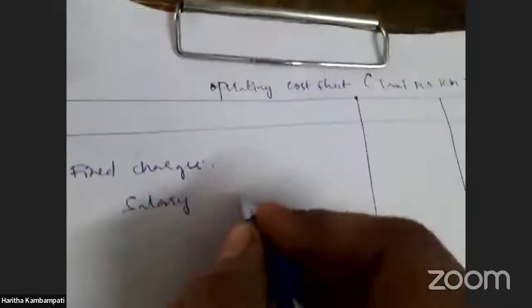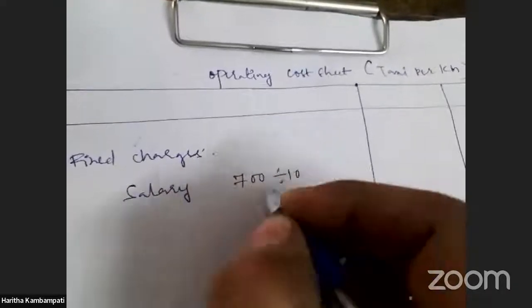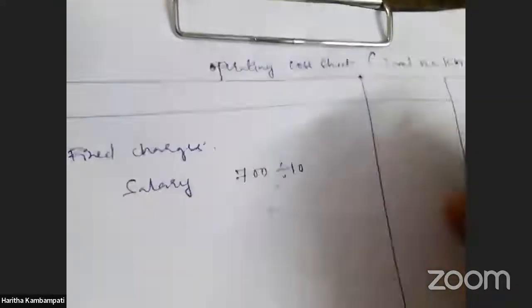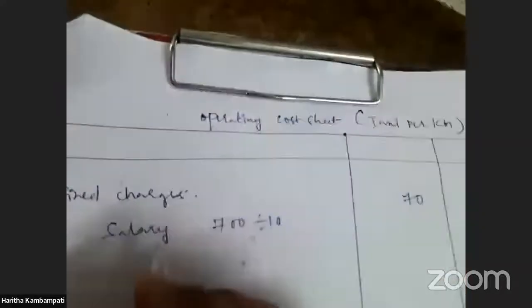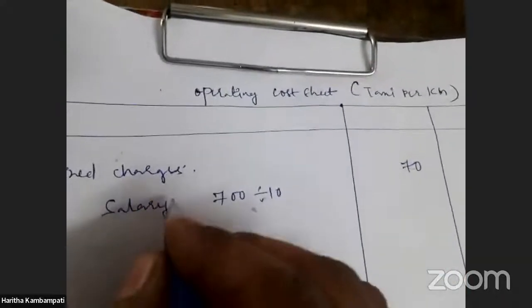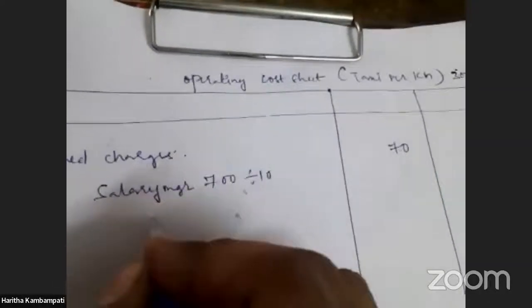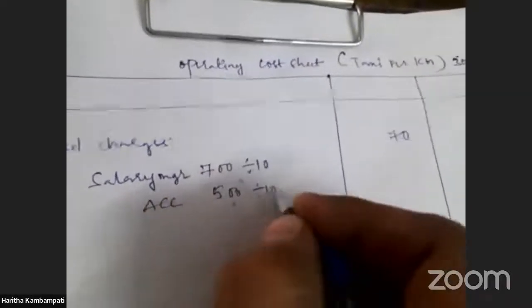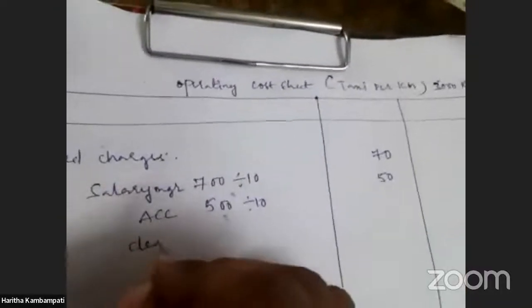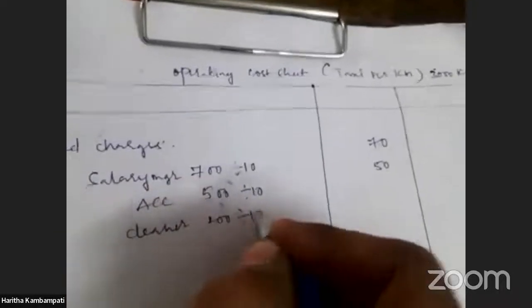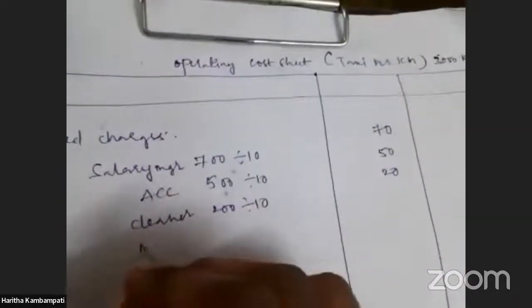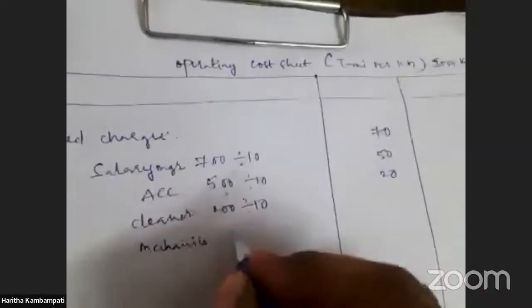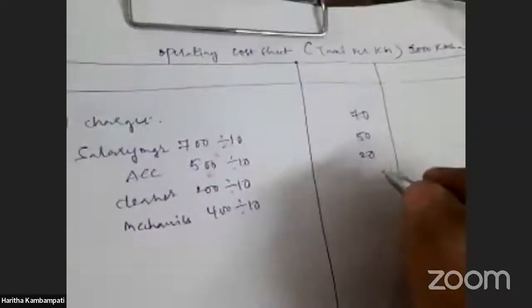Salary is 700 per month. It is applicable for 10 taxis. That's why we are dividing. Manager. Next one is accountant, salary is 500 per month. Similarly for 10 taxis. Cleaner. Mechanics. Please remember, here we are taking for taxi per kilometer.